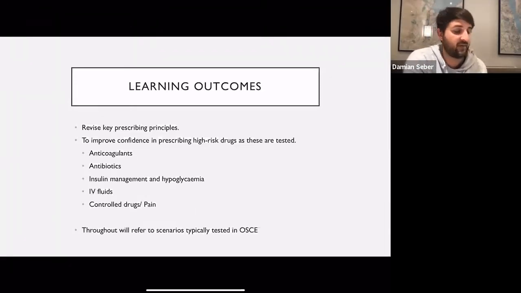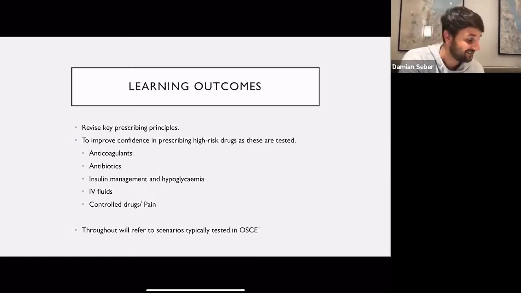So throughout, I'll just refer to some typical scenarios that you'll get in your OSCE, but I'll try and get through it as quick as I can, because at the end, if you've got any questions or any specific things that you want to talk about, just tell me and I can talk you through it, and we can do that kind of thing, because I think that works best instead of me just boring you all, essentially.